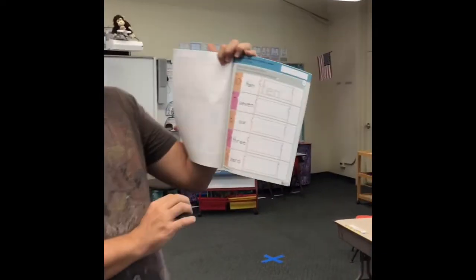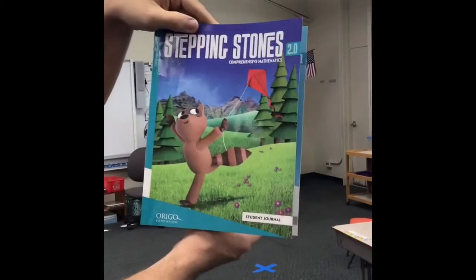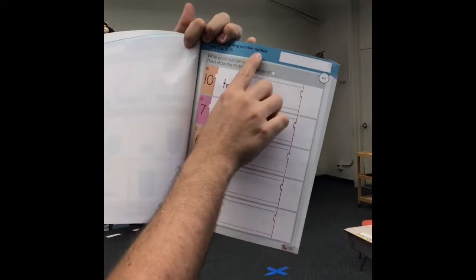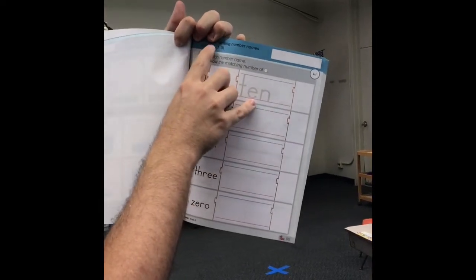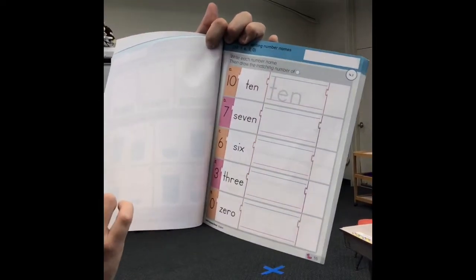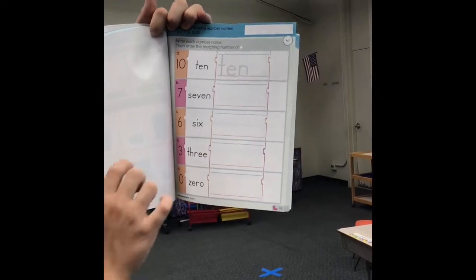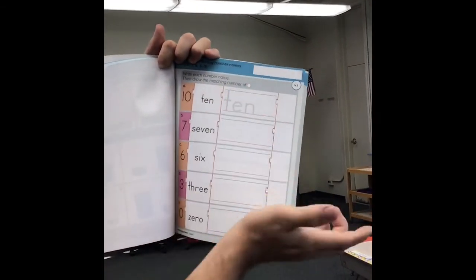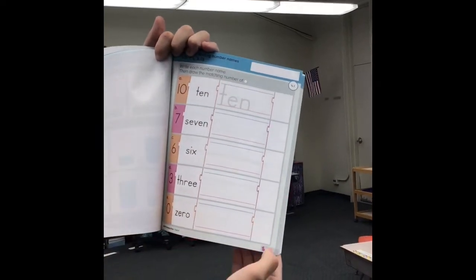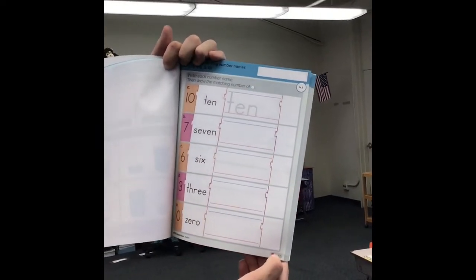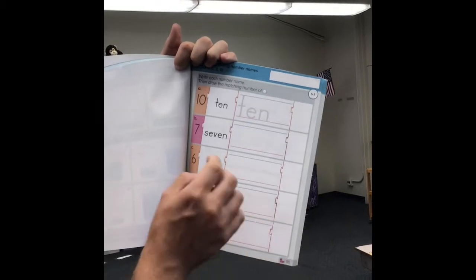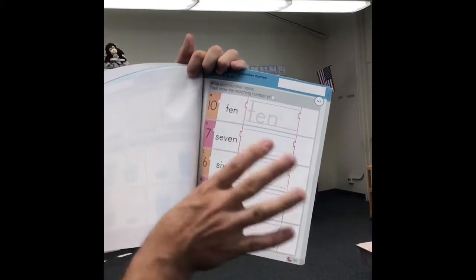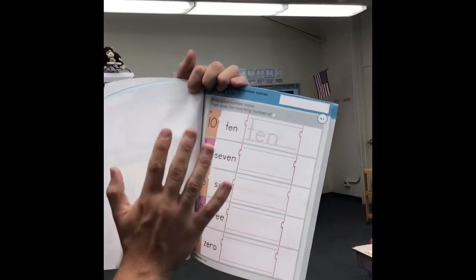So the first one you're going to need is this one right here. It's out of this book right here. Writing number names 10, 7, 6, 3, and 0. That's what we're going to focus on today. It says write each number name, then draw the matching number of circles. You're going to pull this page out. It's page 55 for anybody that's going to be doing it. And for this, you're going to need either a crayon or a pen or a pencil and this page, okay?